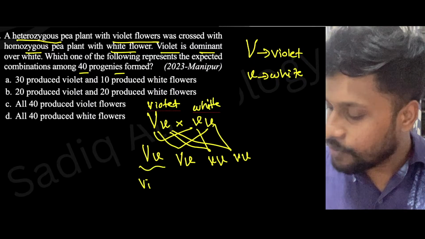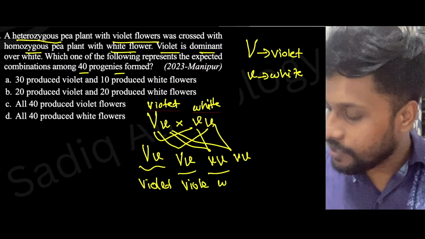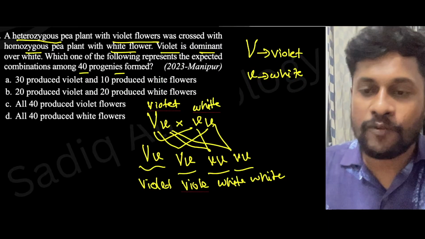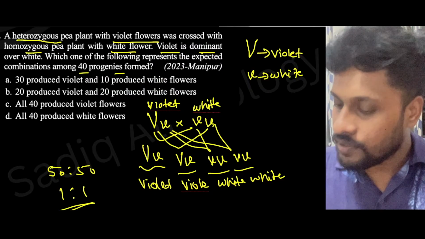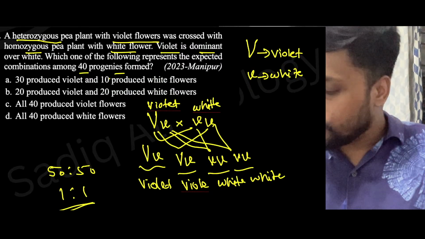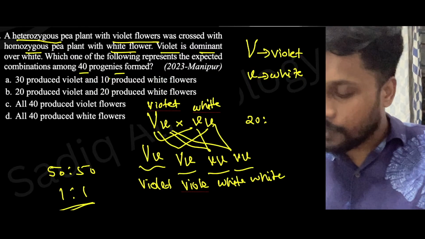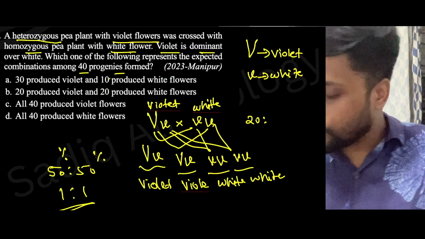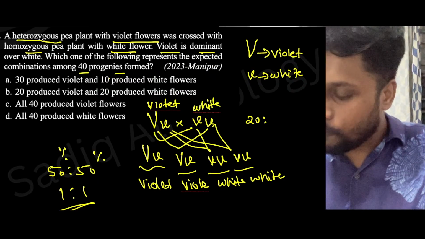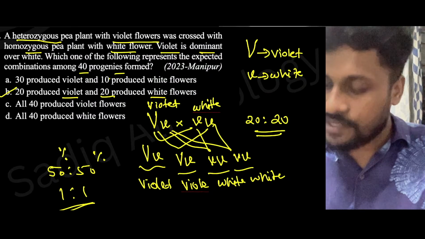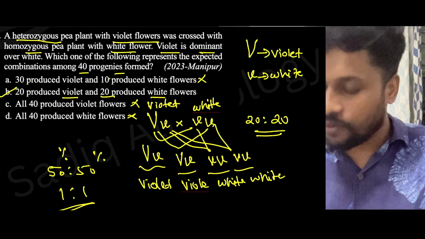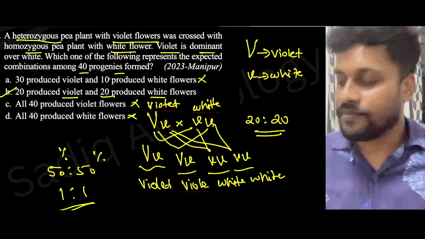What this will be? This will be violet. What it will be? Violet. What it will be? White. This also will be white, which means you can see what is the ratio between violet and white? 50-50 or 1 is to 1. So if there are 40, 20 will be, I mean 50 percentage, okay? So 20 will be violet, remaining 20 will be white. So option B is the answer. This won't be, this won't be, this won't be. Yes, guys, very good. Everyone is answering.